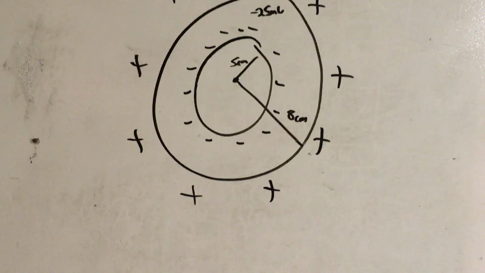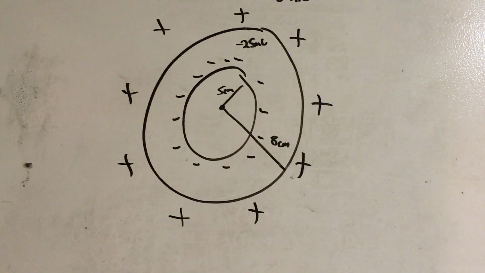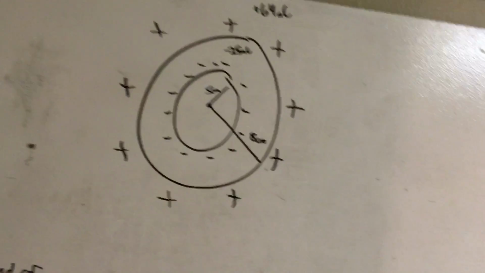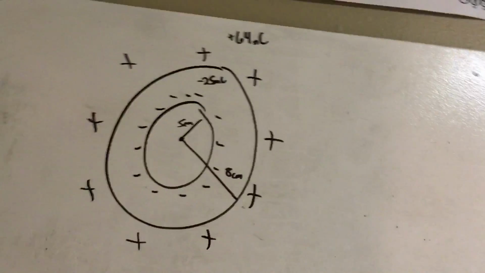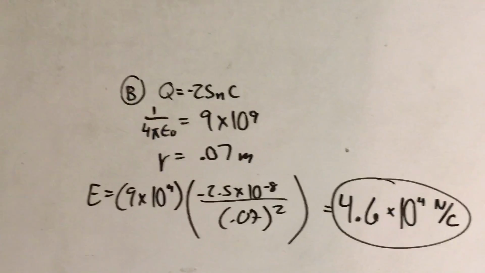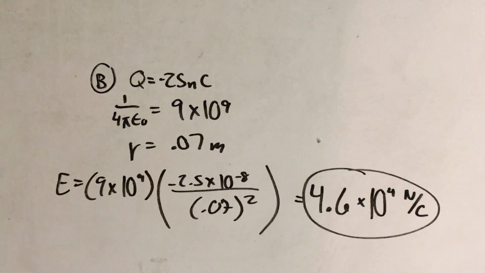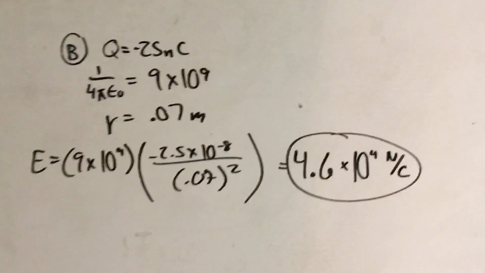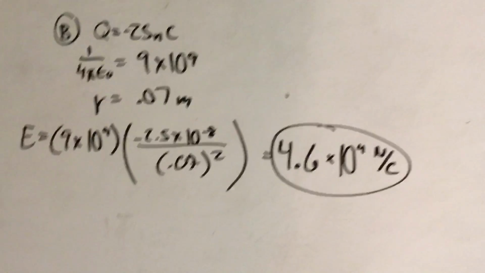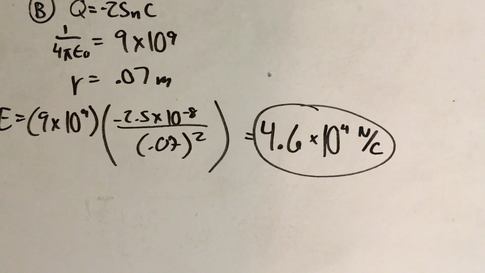Then it goes on to ask me to find the electric field 7 centimeters from the center, outside the 5 centimeter shell. The electric field due to the 5 centimeter shell at 7 centimeters away, I can find using the equation 1 over 4 pi epsilon naught q over r squared. I know q is equal to negative 25 nanocoulombs, 1 over 4 pi epsilon naught is equal to 9 times 10 to the 9th, and r is equal to 0.07 meters, converted from 7 centimeters. So I plug it in and I get E equals 9 times 10 to the 9th times q over r squared, which equals 4.6 times 10 to the 4th newtons per coulomb. That is my electric field.